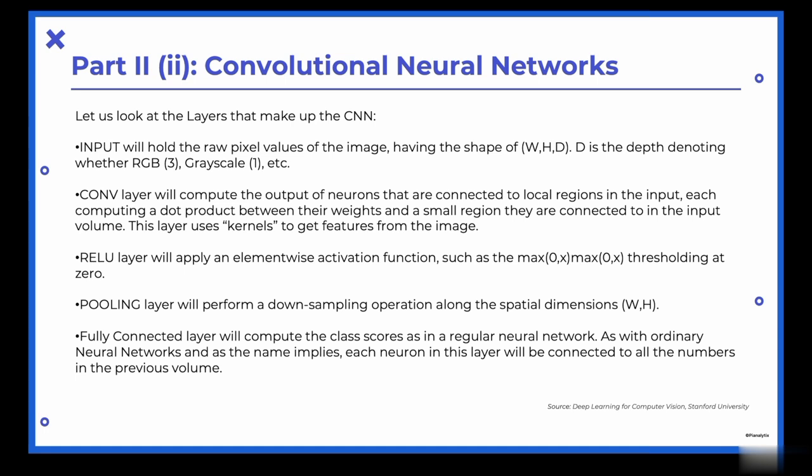ReLU layer is an activation layer which will apply an element-wise activation function such as the max(0, x) thresholding. This basically means that any negative value will be thresholded to 0 and positive values will be kept as is. The pooling layer will perform a downsampling operation along the spatial dimensions, width and height. Fully connected layer will be the last layer connected to this convolutional neural network block. It will compute the class scores as in a regular neural network.